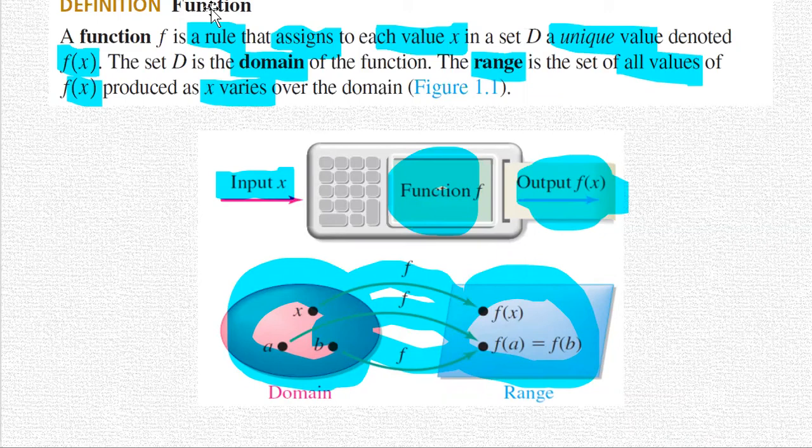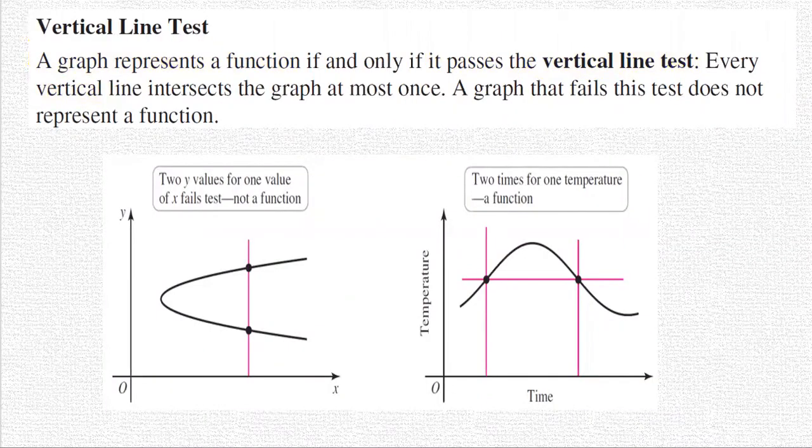Vertical line test. A graph represents a function if and only if it passes the vertical line test. That means every vertical line intersects the graph at most once. A graph that fails this test does not represent a function.